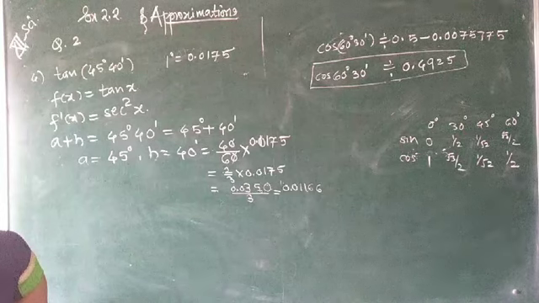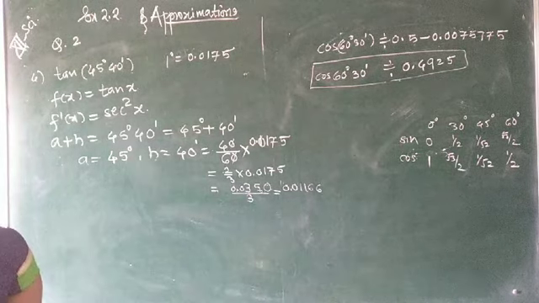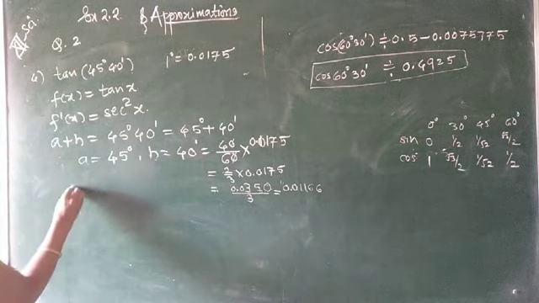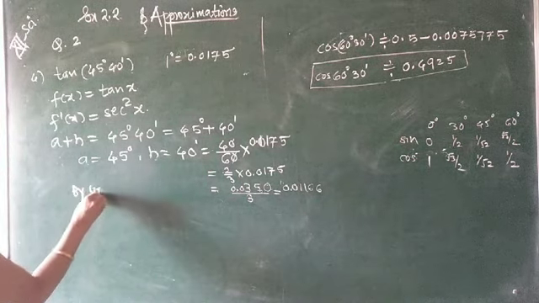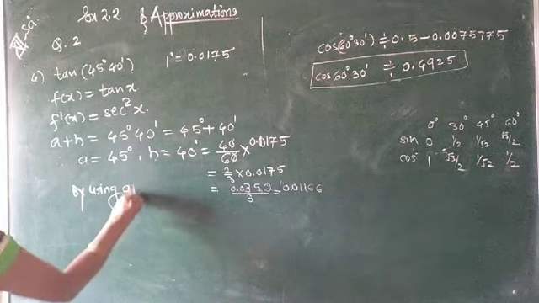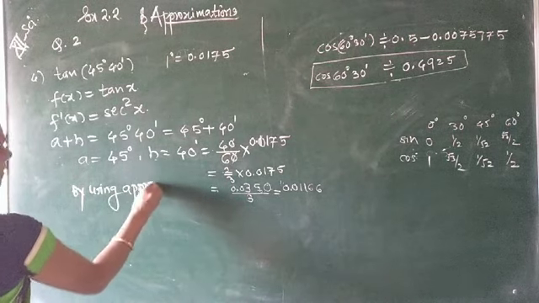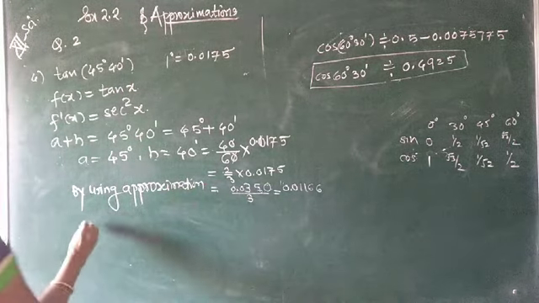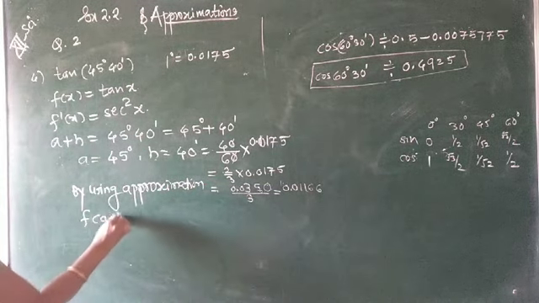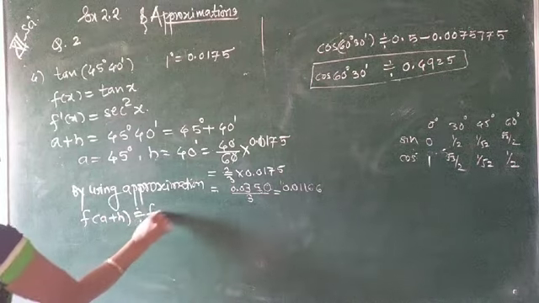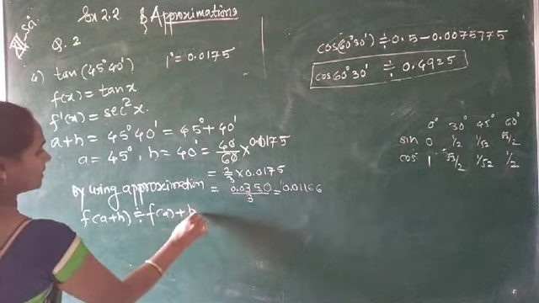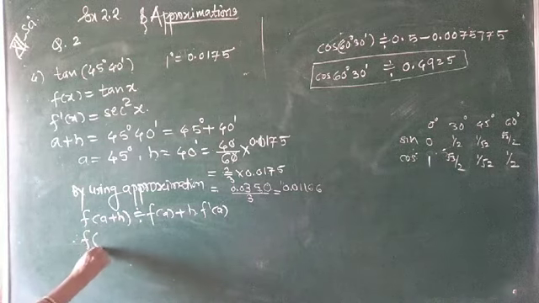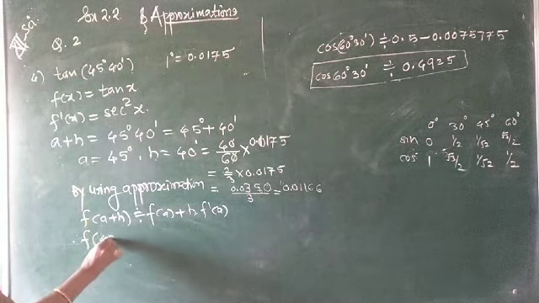Now use the formula for approximations. Therefore, by using approximations, f of a plus h is approximately equal to f of a plus h into f dash of a. What is a plus h? That is 45 degree and 40 minutes.